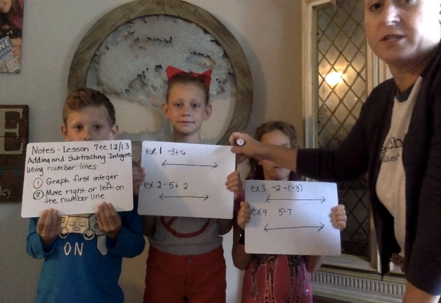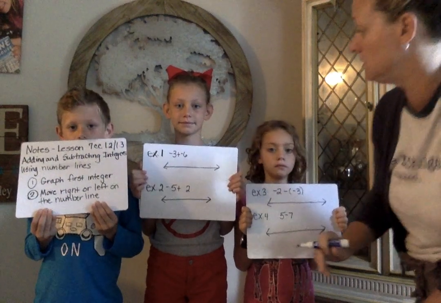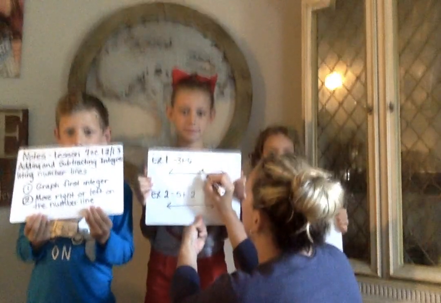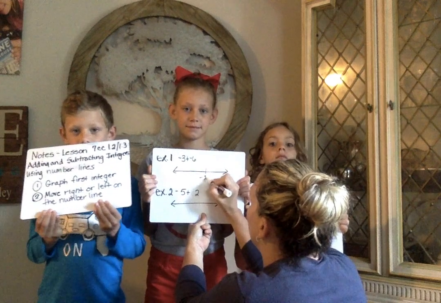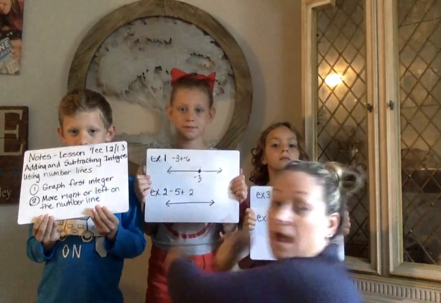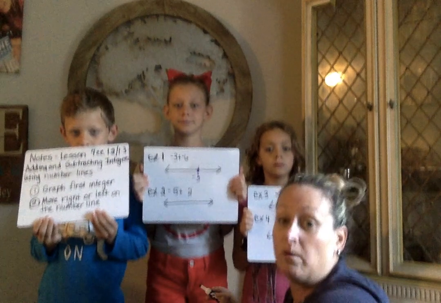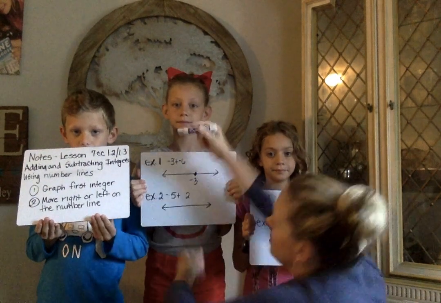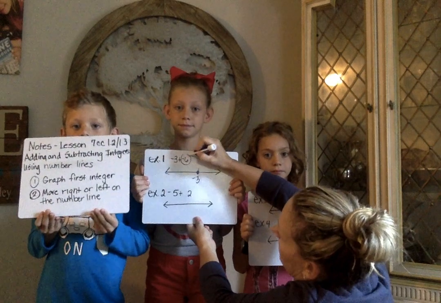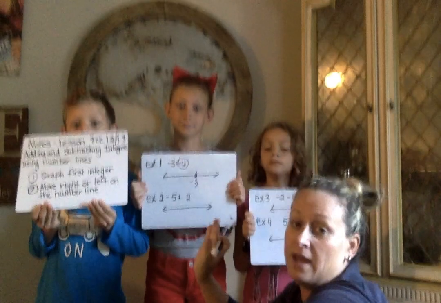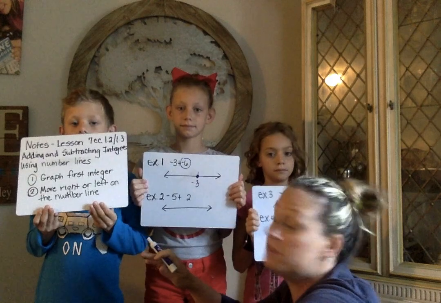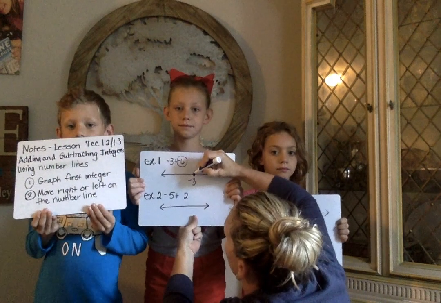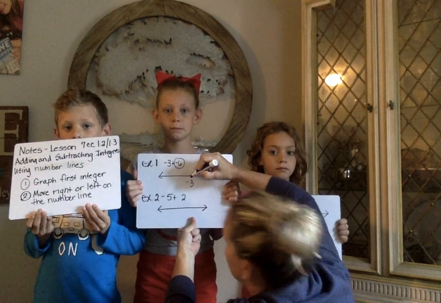Let's start with our first example, -3 plus -6. I'm going to start by putting a point at -3. I've indicated it with a dot on the number line. I now need to decide, am I going to be moving left or right? -6 is going to go ahead and make it farther away from 0. So I'm going to move left 6 spaces.